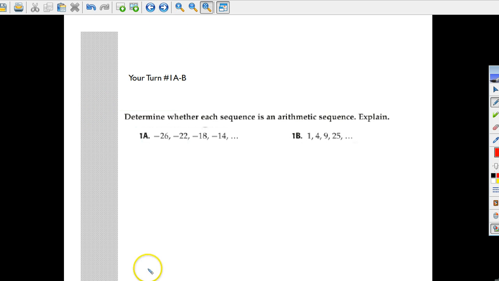Alright, so here's your turn, 1A, 1B. Determine whether each sequence is an arithmetic sequence, and then explain. So see if there's a common difference in between, and if it does not, then it is not an arithmetic sequence.